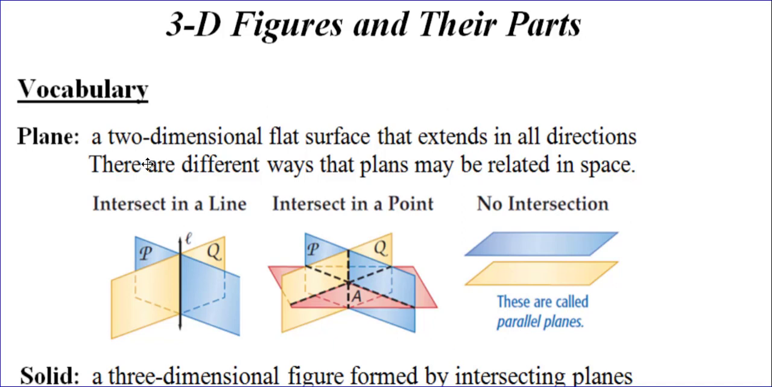A plane is a two-dimensional flat surface that extends in all directions. There are different ways that planes can be related in space, and I apologize for the typo here. That word should be planes with an E. My apologies. They can intersect in a line, as you can see here from this diagram. They can intersect in a point, and they could also have no intersection at all, where they are called parallel planes. So that's something that you're going to want to pay attention to. That's going to pop up later today again in these guided notes.